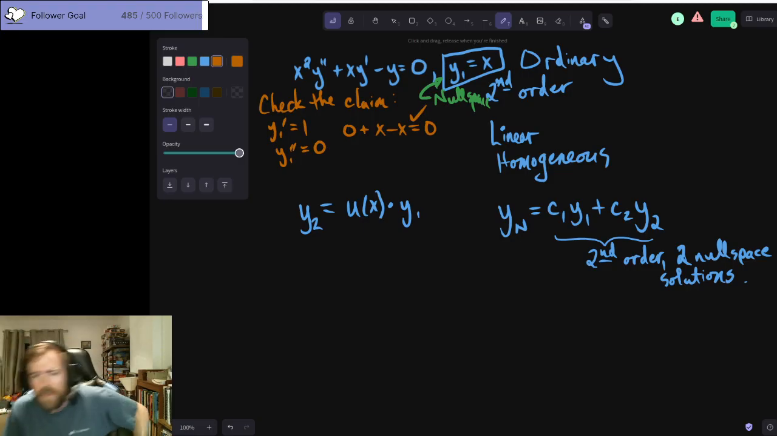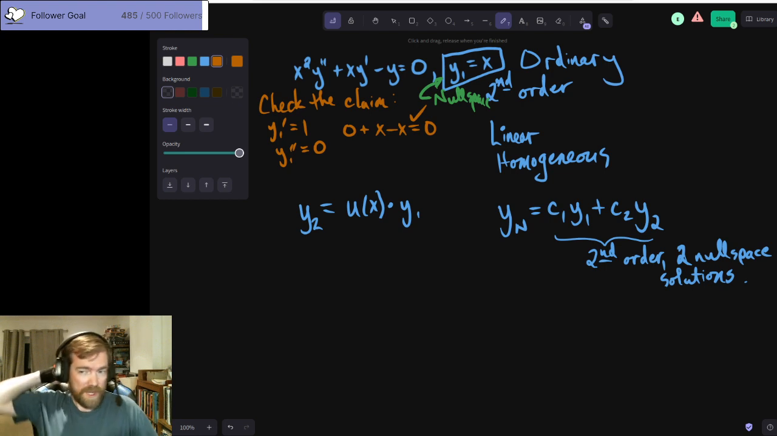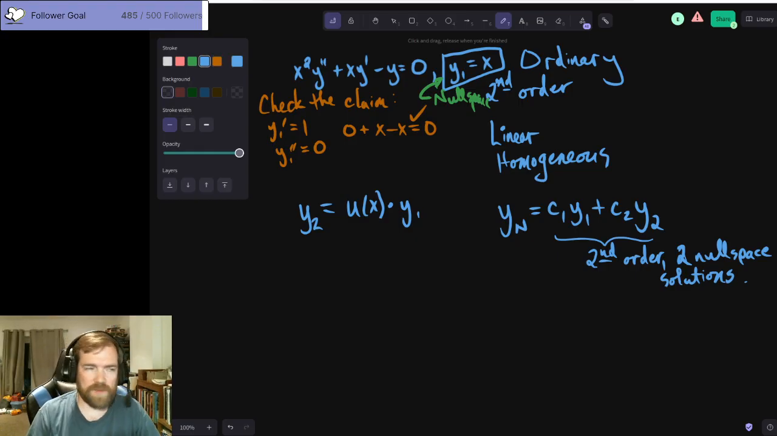All right. So we checked the claim. Yes, y1 is in fact just going to be x, and then y2 is going to be, instead of a constant times y1 or a polynomial times y1, we don't actually know what kind of function y2 is supposed to be. So we'll go with, well, it could be anything. So we'll say it's just going to be some function u of x times our y1. All right, in that case, what do we get for y2 prime and y2 double prime?